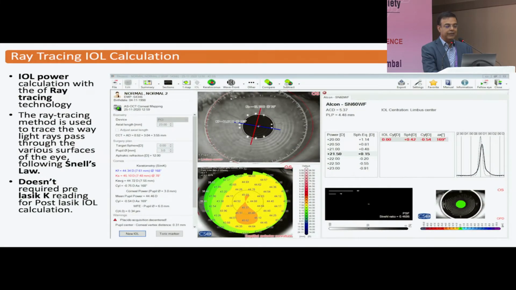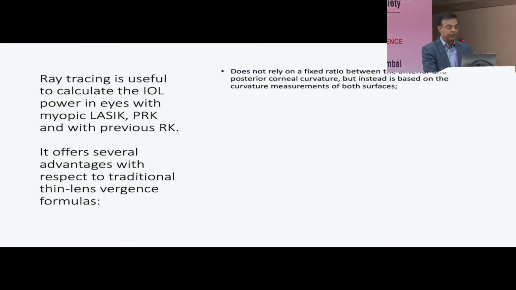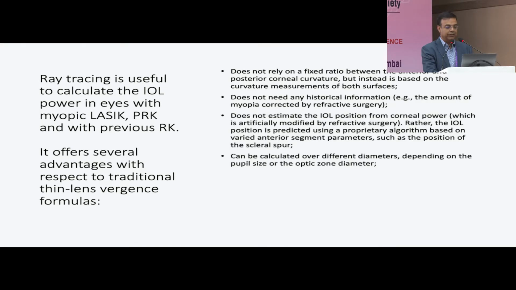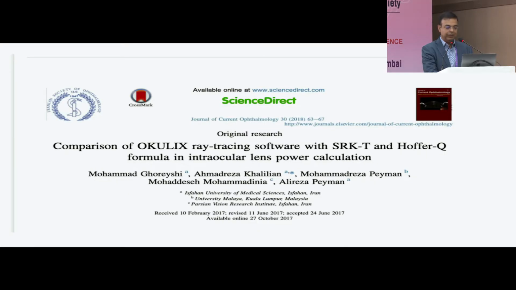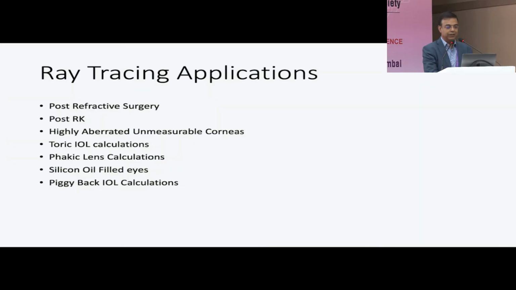And then the ray tracing, which is now available on some of the new machines like the Anterion, and many machines now offer the option of taking their measurements and using ray tracing calculations for eyes, especially post-refractive surgery eyes, where it will be really useful. Can't go into the details of these ray tracing formulas, but they can be used with the Okulix software, which is again available free of cost, and can be installed onto any PC once you enter all the data from one of the machines which can gather all that data for it.